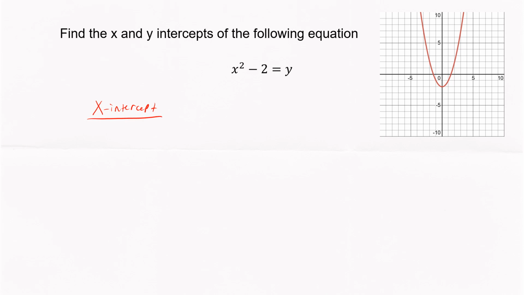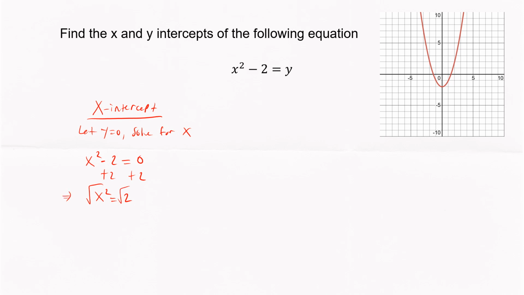To find the x-intercept, we let y be 0 and solve for x. So when we do that, we get x squared minus 2 equals 0. So we want to get x by itself. First off, we want to add 2 to both sides. That gives us x squared equals 2. Now this time, to get x by itself, because we have an x squared, we need to take the square root of both sides.